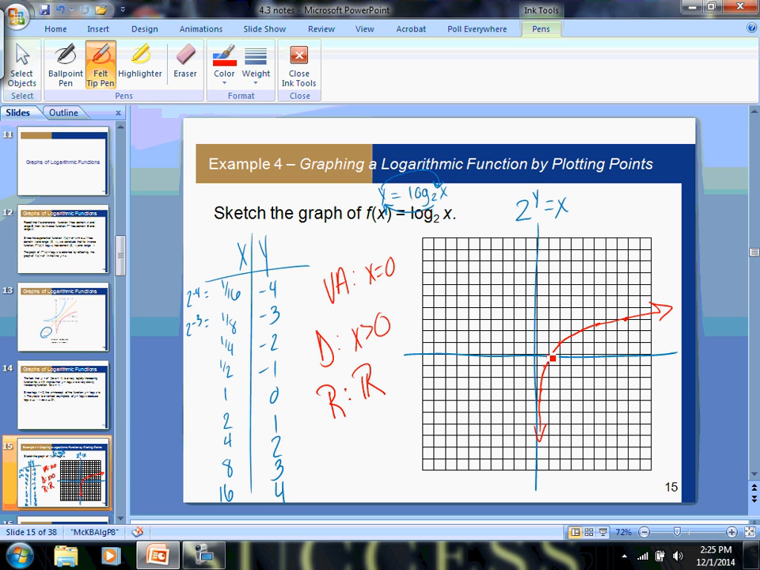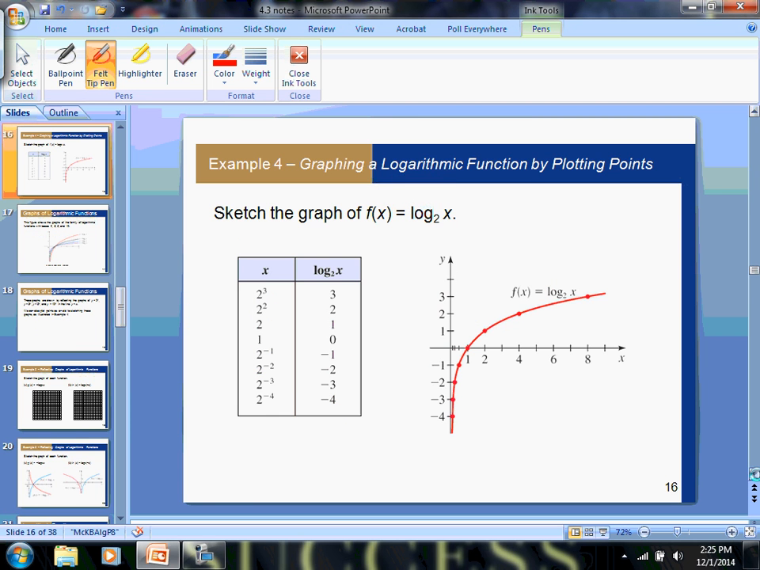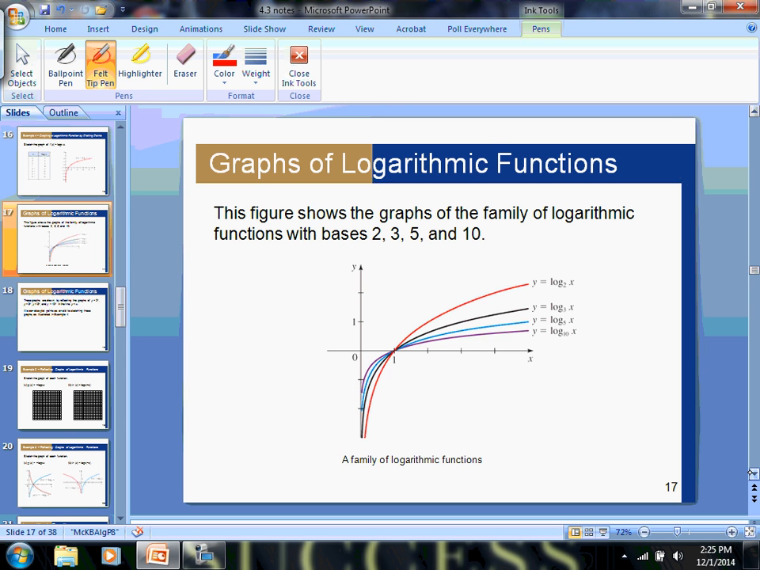Now remember, for the exponential functions, when we graphed them, they all went through the point 0, 1. So now, since a logarithmic function is the inverse of that, they will all go through 1, 0. And that is what is pointed out in this slide, that all of the logarithmic functions will go through the ordered pair 1, 0.